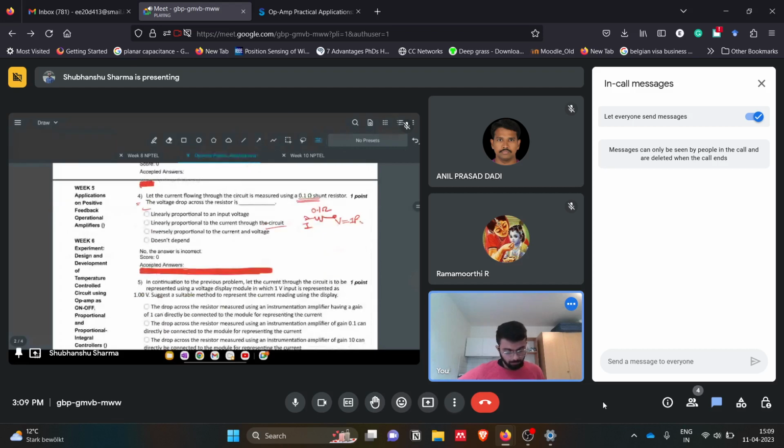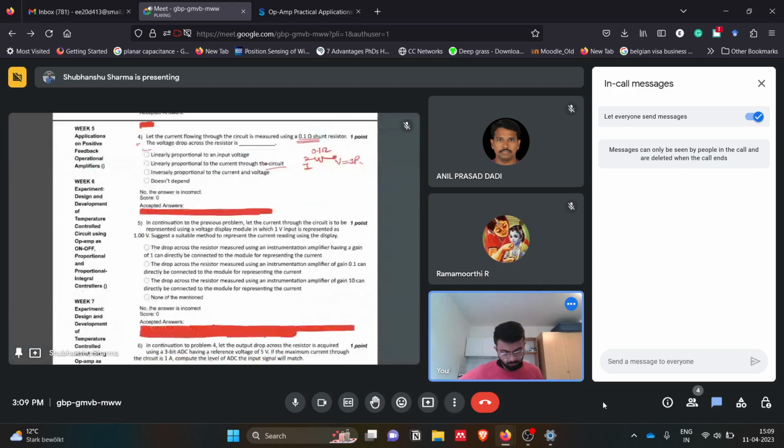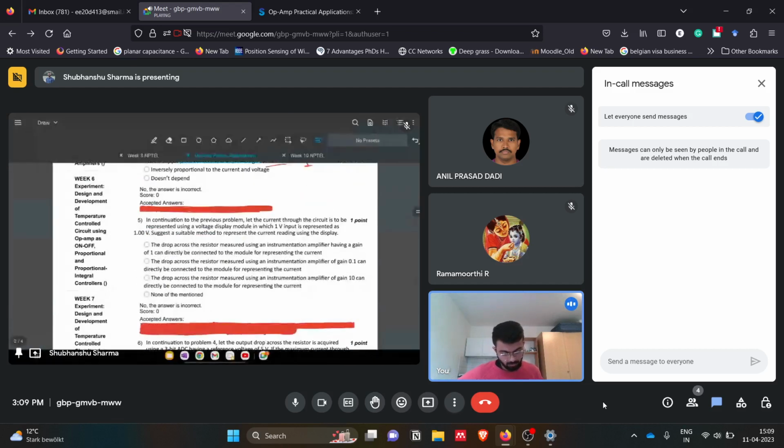Then the fifth question, the next question, what it's saying, in continuation to the previous problem, let the current through the circuit be represented using a voltage display module in which 1 volt input is represented as 1.00.